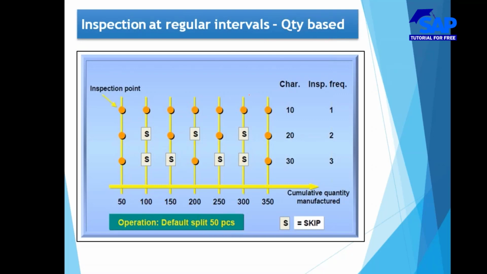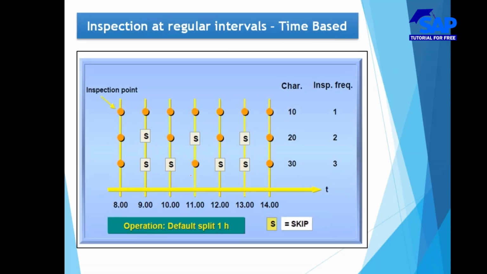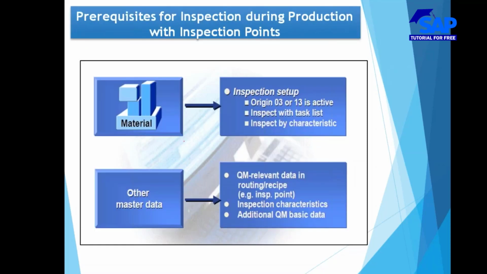Now another one is time based. Suppose let's say you defined your split as 1 hour, for every 1 hour. So 8 o'clock you do some quality inspection. Then after 9 o'clock you do some quality inspection. So your production is going on. For every 1 hour, you go and check the quality of the product. Okay. So this is the one. So what settings you are supposed to do for this? As usual, your inspection type 03 you will be activating.